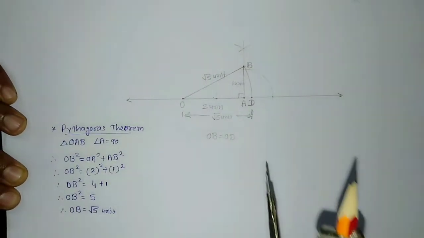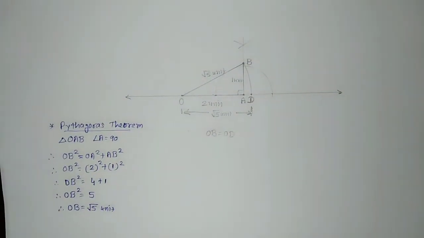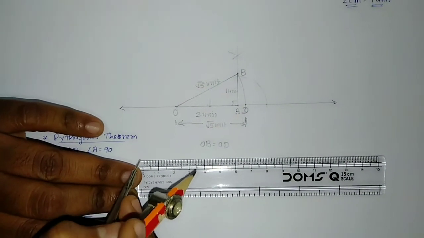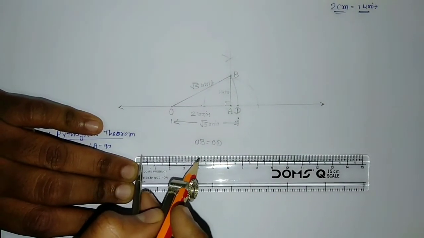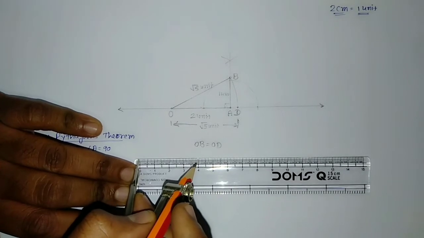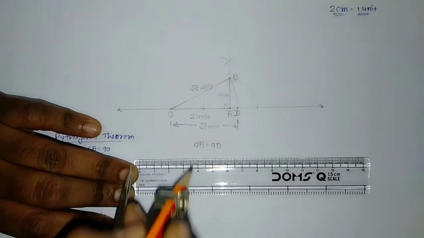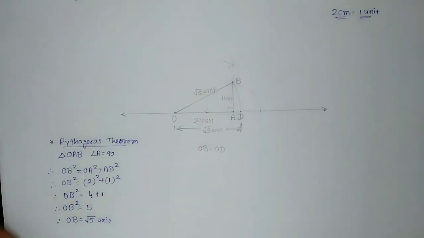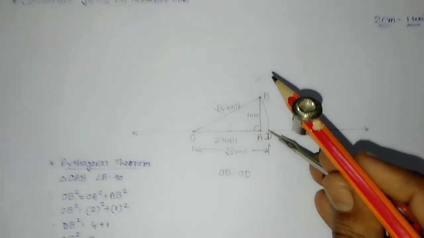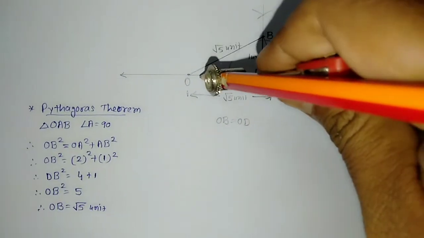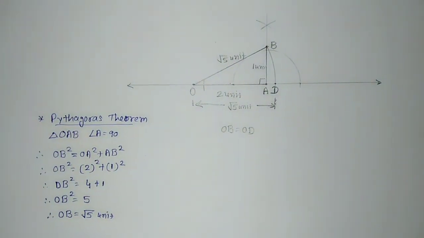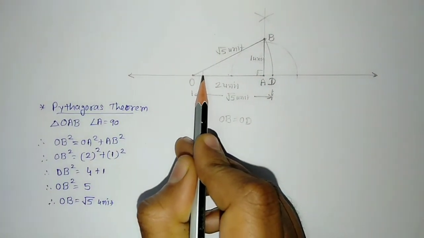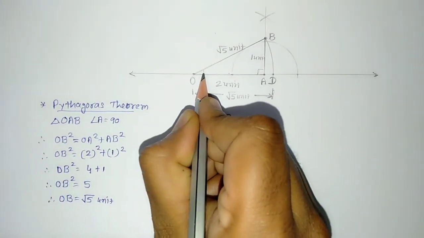So what I will do now, I have taken this measure of 2 units, or even you can check it on the scale. We have taken 2 centimeter equal to 1 unit. So this is 4 centimeter. You can see that 4 centimeter, here it is 0 and here it is 4. So 4 centimeter is equal to the 2 units that I have taken. Now I'll keep the point on D, it is here, and then I'll draw the arc at this side, and it touches this particular line at this specific point.